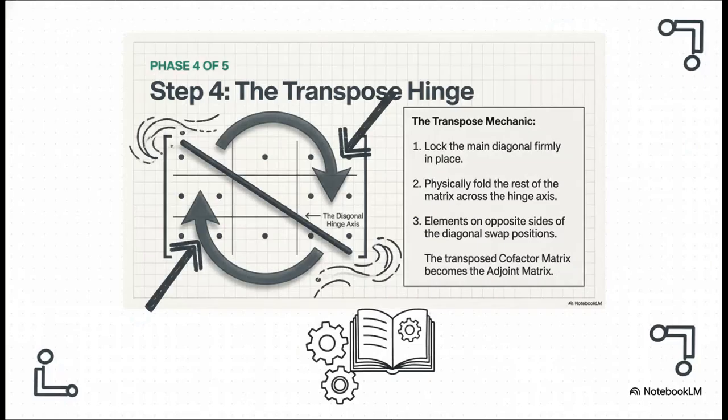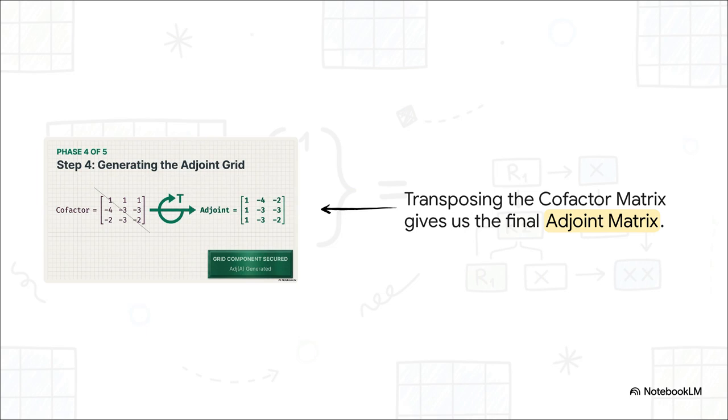Phase 4 is a final mechanical tweak called the transpose. The best way to think about this is like a hinge. We lock the main diagonal, the line from the top left to the bottom right, we lock that in place. Then we literally just fold the matrix over that hinge so the numbers on either side swap places. And the result of that fold? We get the adjoint matrix. This is it. Our grid component is now officially finished and secured.